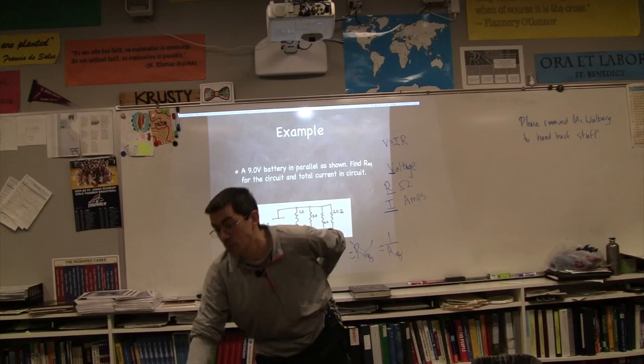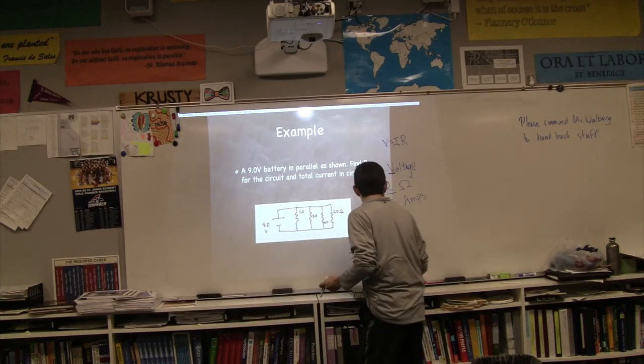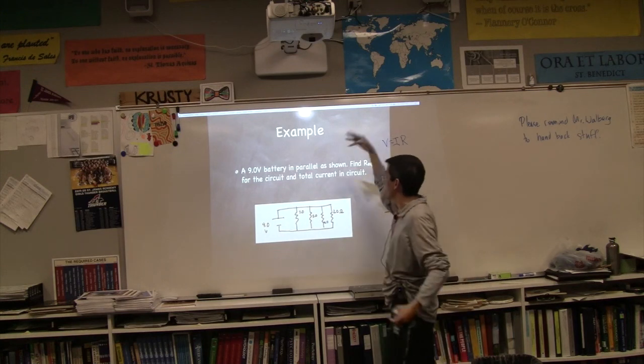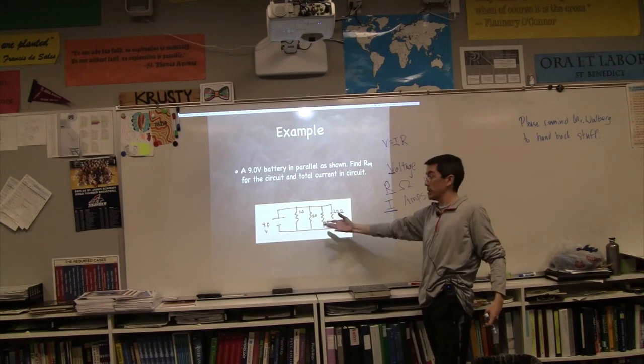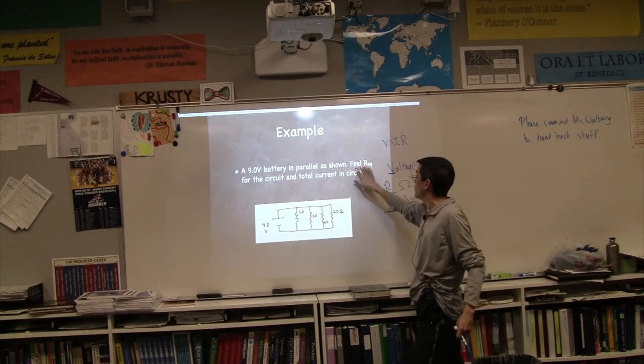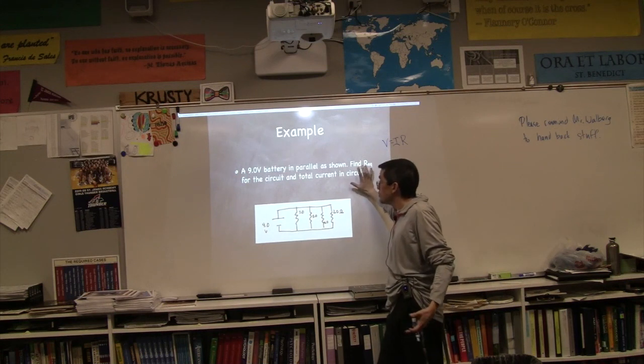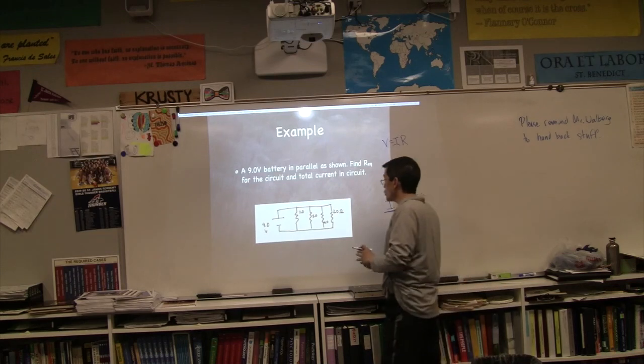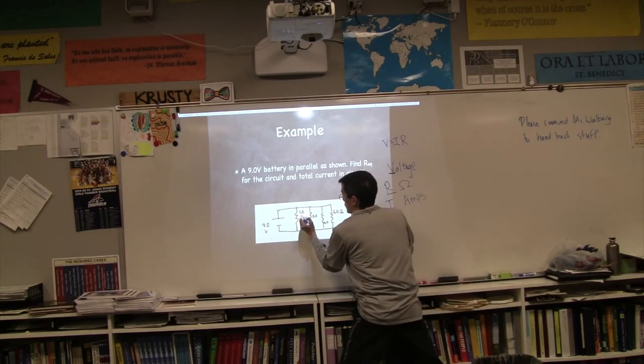Let's see. If you want to go through here, check this little example out. I'll give you one real simple one. Okay, a 9-volt battery, hooked up in parallel as you see here in this wonderful rendering. Find the equivalent resistance for the circuit and then the total current. I didn't have enough room, but I'm going to show these.